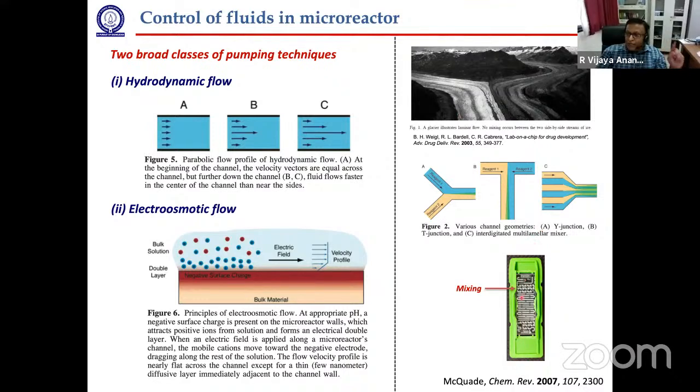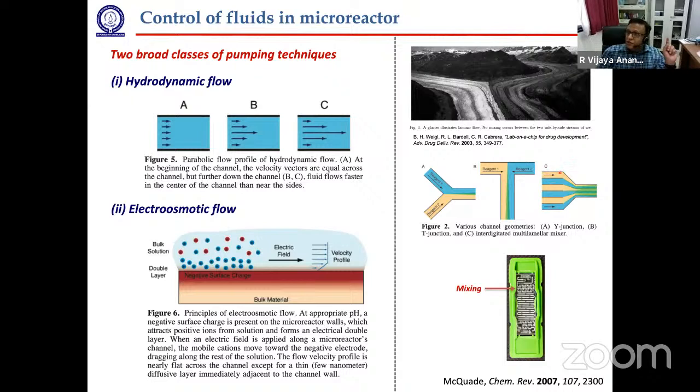So that is why in the microreactor there will be a separate mixing chamber. You can see here, this is a zigzag, the microchannel is like a zigzag. So the proper mixing takes place over here. There are various channel geometries available. You can see this is a Y junction, T junction, and this is called an interdigitated multi-lamellar mixer.